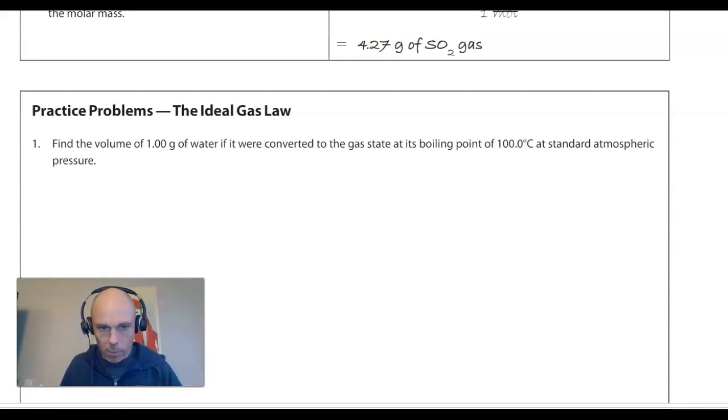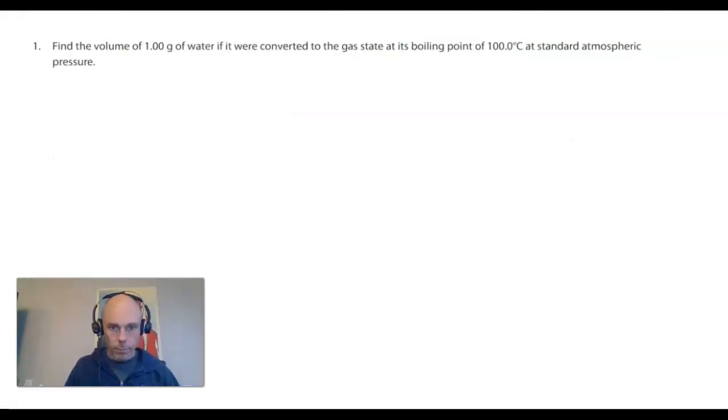Flipped my page, I'm on 478 of the ebook, and I'm going to be solving practice problem 1 for you here, which is a fairly typical and straightforward ideal gas law problem. All right, so here we go. Find the volume of 1 gram of water if it were converted to the gas state at its boiling point of 100 degrees Celsius at standard atmospheric pressure.